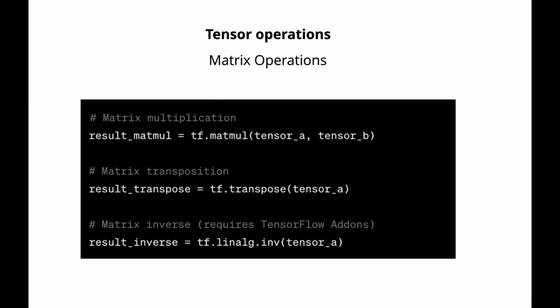Matrix operations. TensorFlow supports various matrix operations such as matrix multiplication, matrix transposition, matrix inversion, etc. For matrix multiplication, you take the two matrices and say tf.matmul. For transposition, you can say tf.transpose and give the tensor.